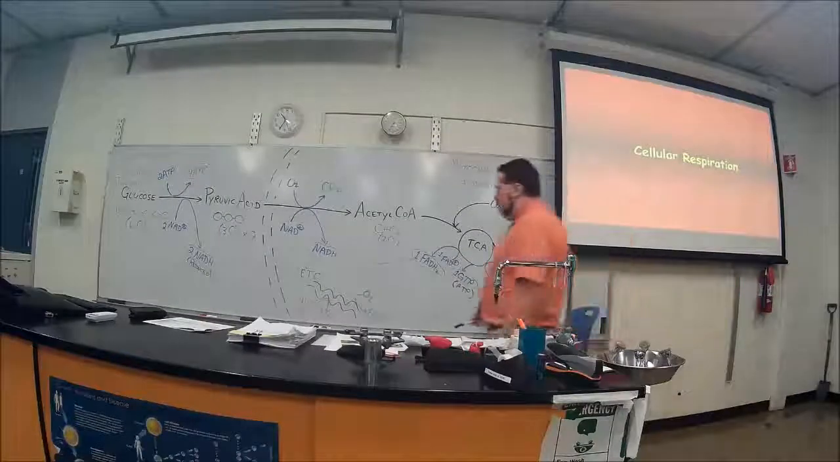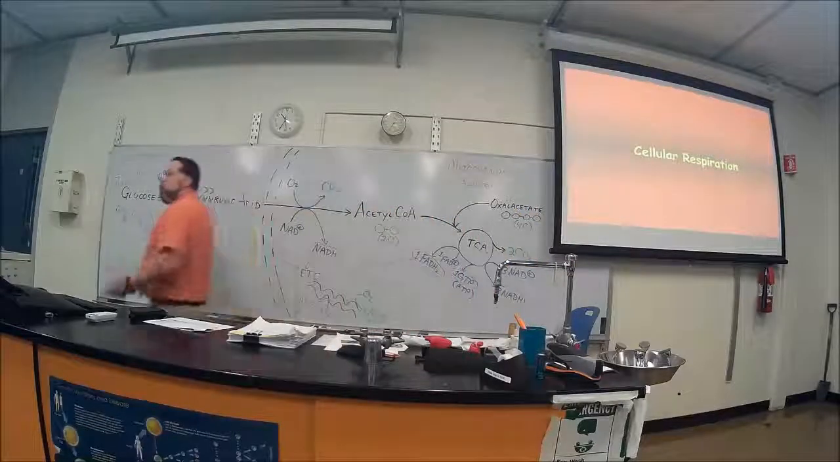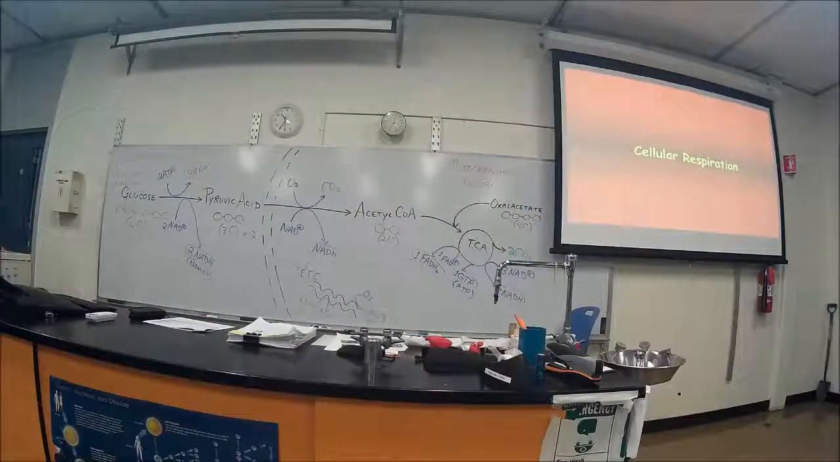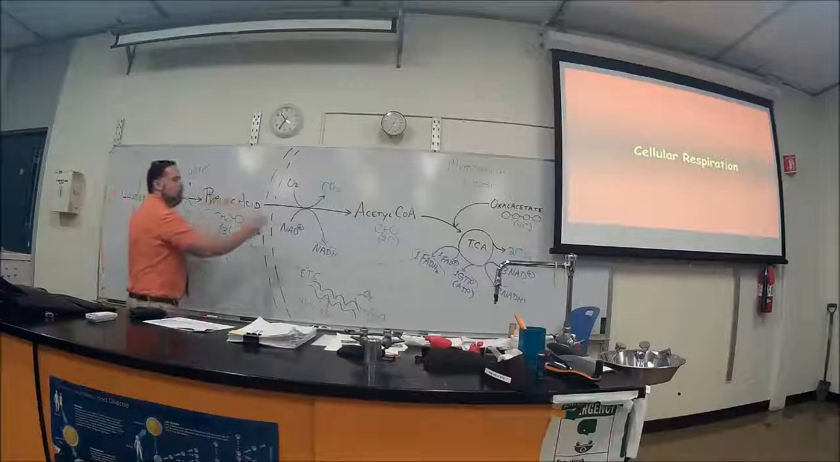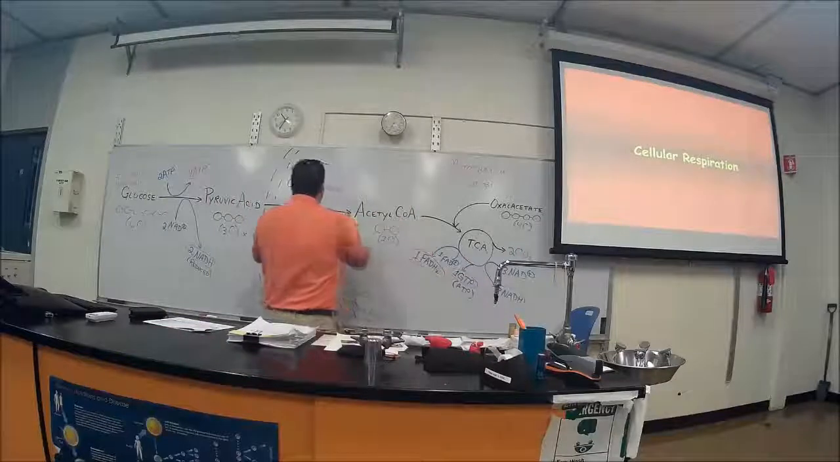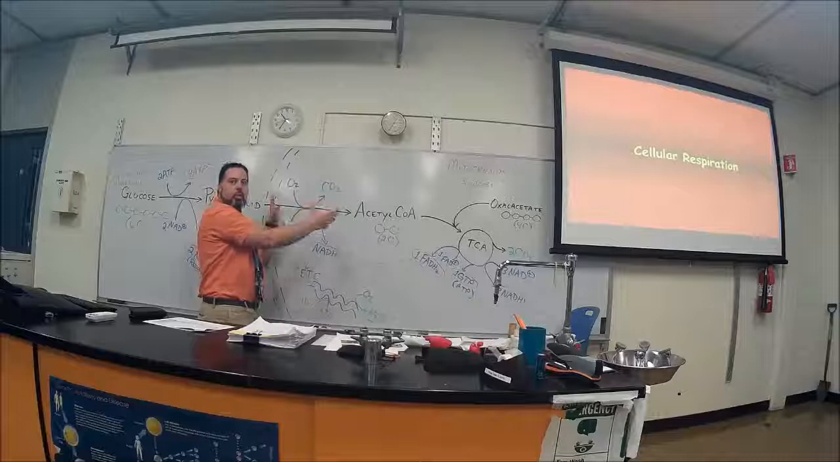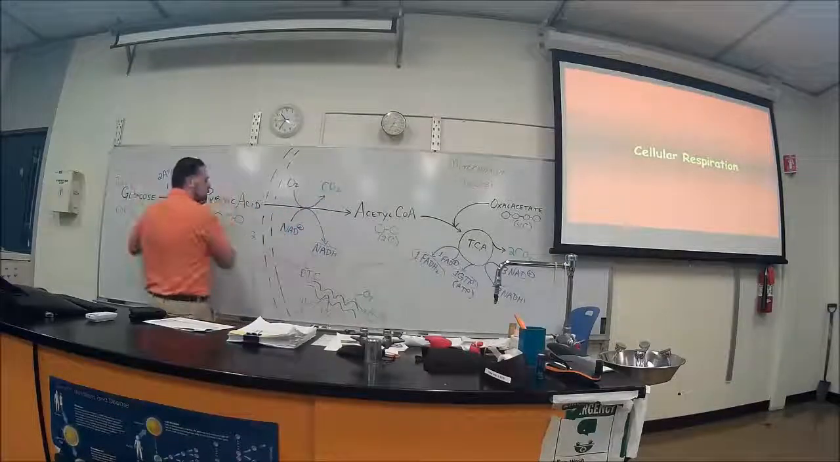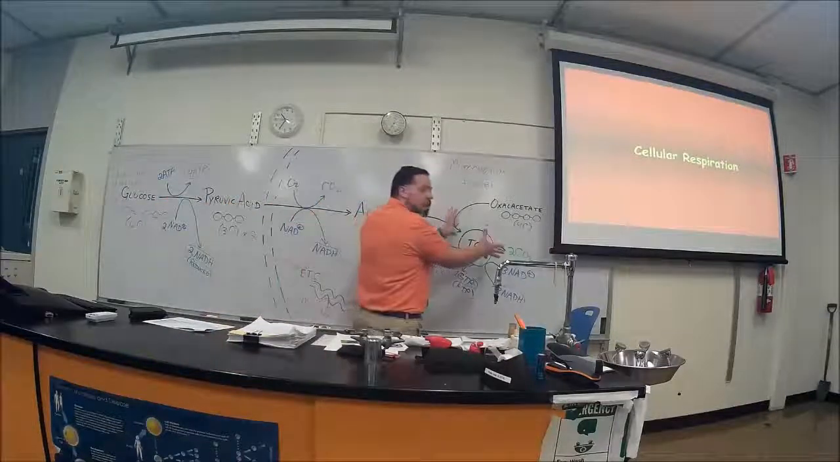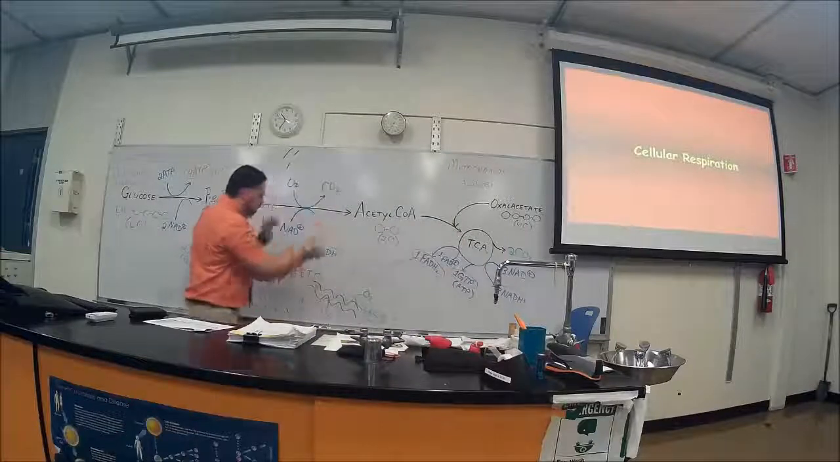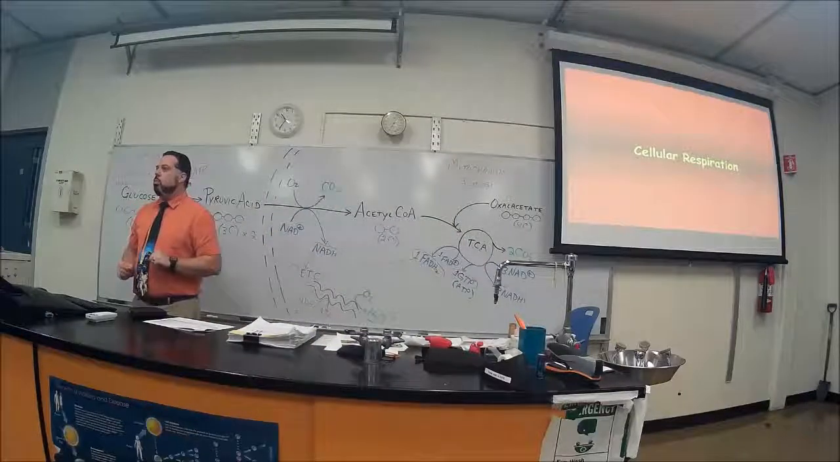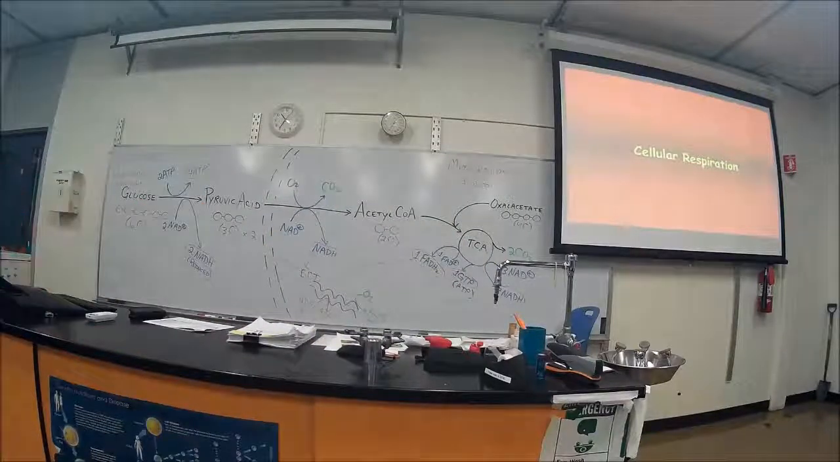That's the overview of this thing. There are three processes going on here: glycolysis, with the preparation for the next step in parentheses, then the Krebs cycle, or the citric acid cycle, and the electron transport chain. Questions about the big picture?